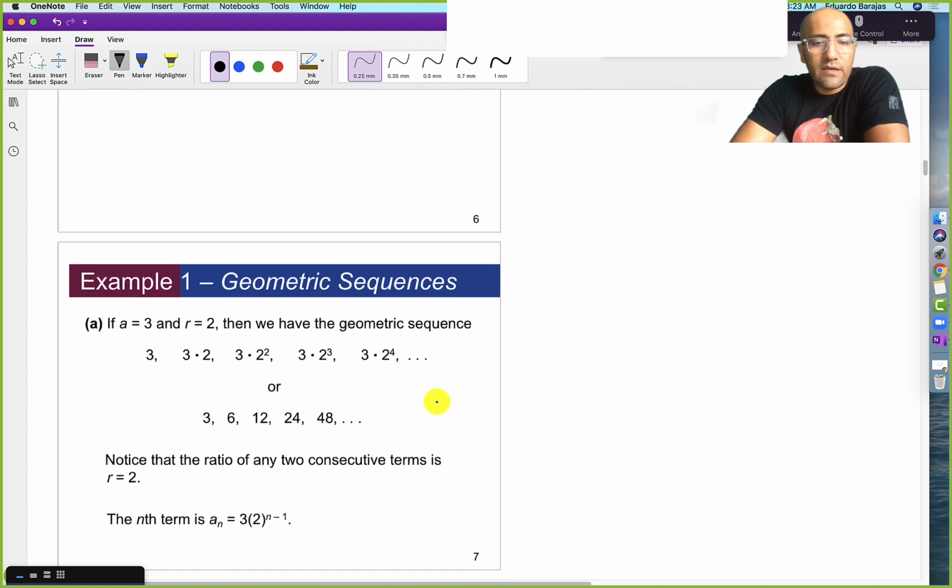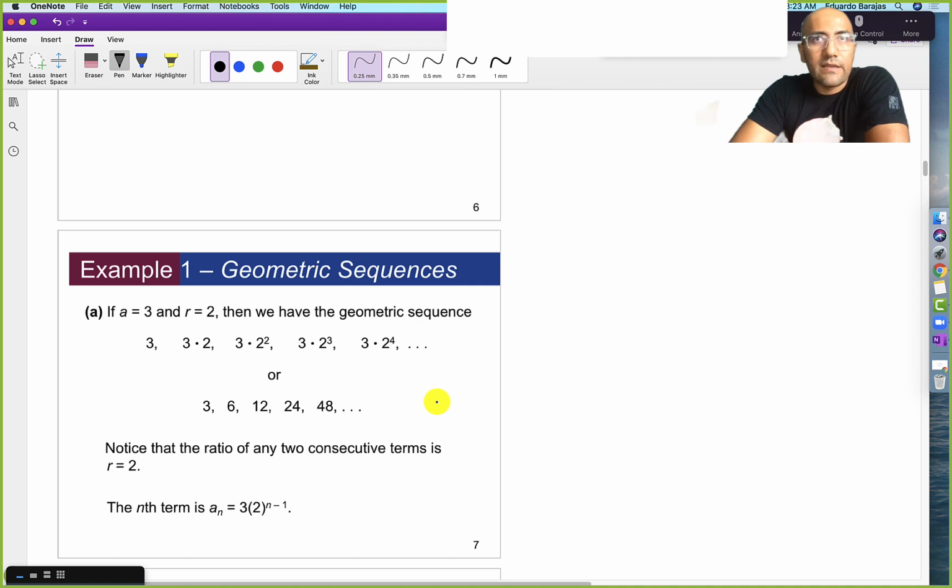So if you were given a sequence and you wanted to figure out what r is, then if you can find two consecutive numbers, you divide them. You divide them and you'll find that common ratio.